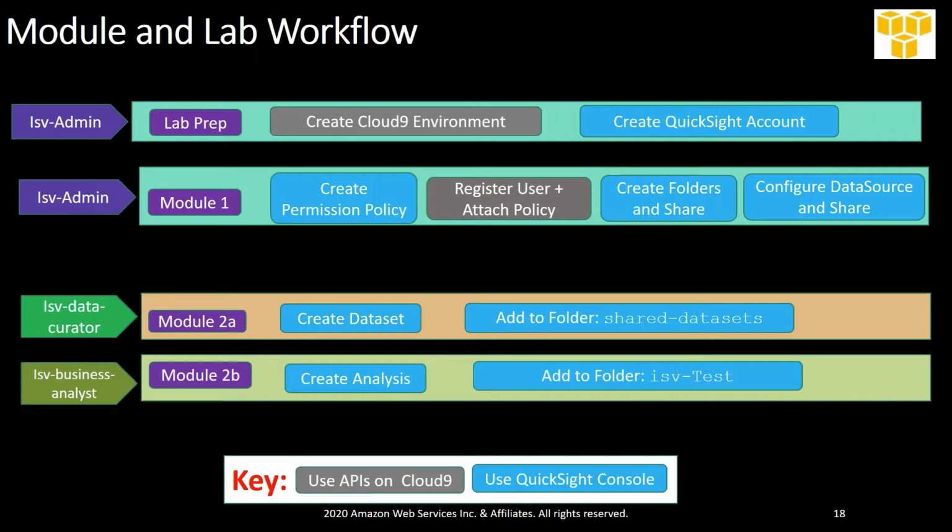Once those 2 are created, once the lab environment is prepared, then we'll start executing the various different tasks. We'll start setting up, configuring QuickSight to provide the customizing user experience. We'll create folders so that the team, ISV data curator and ISV business user can collaborate, and then configure a data source and share it with the data curator. And in module 2, that is where we'll be creating the data set, creating the analysis, and building the dashboard, deploying the dashboard.